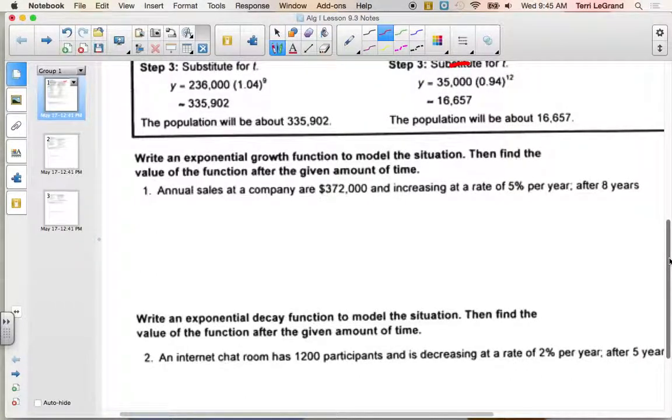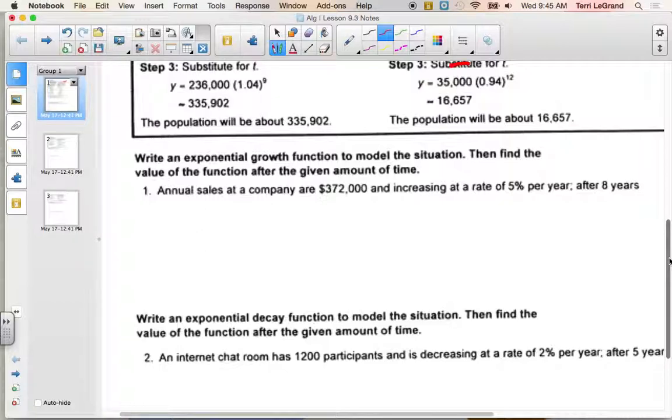So, it says write an exponential growth function to model the situation. Here's where students can't wrap their heads around it. What you have to do is not even pay any attention to the numbers they give you. They want you to find something, but first of all, they just want you to write a model that, no matter what the amount of time was, you could use that model. So the only thing that should get replaced is the a value and the r value. That's the only thing that should be replaced when you're writing your model.